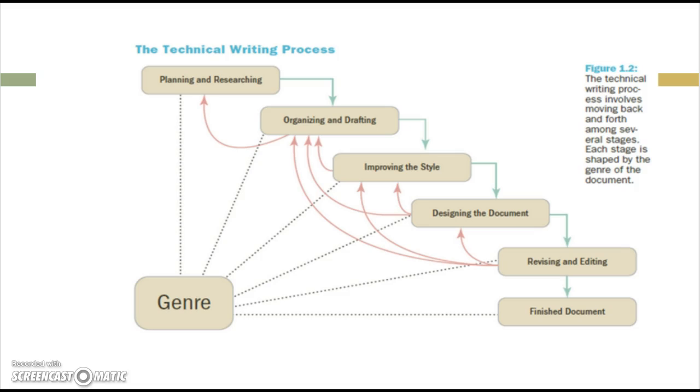Here's a diagram of the technical writing process, and you can see how in the producing of a genre, there are several stages. For example, the planning and researching stage, organizing and drafting, improving style, designing the document, revising and editing, and then finally the finished product. But notice that this is not an entirely linear process, but instead it's a rather recursive process where we may go back to some earlier stage in order to continue to improve the content and the look of the document.